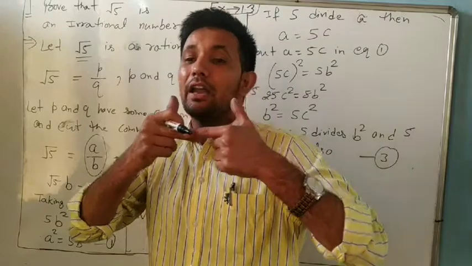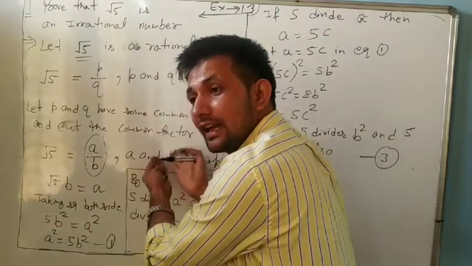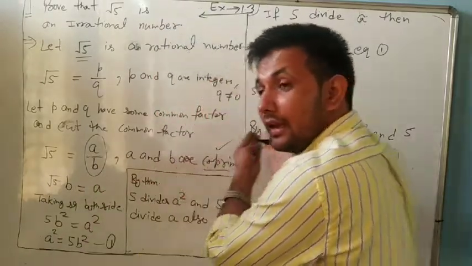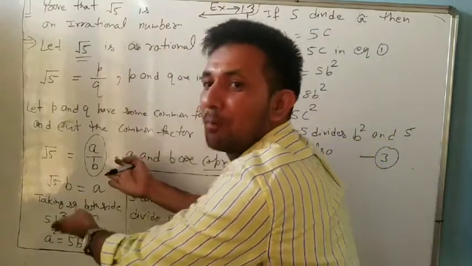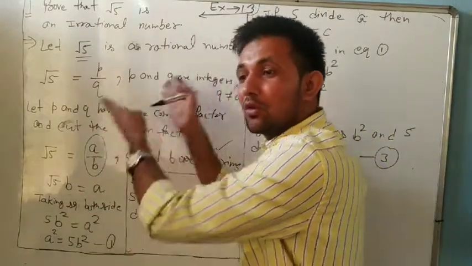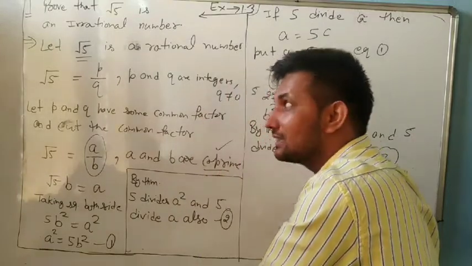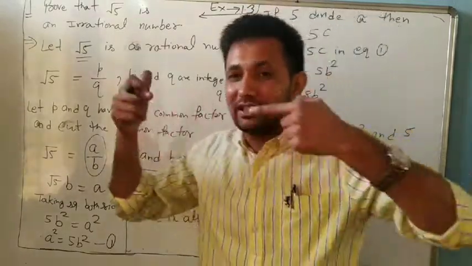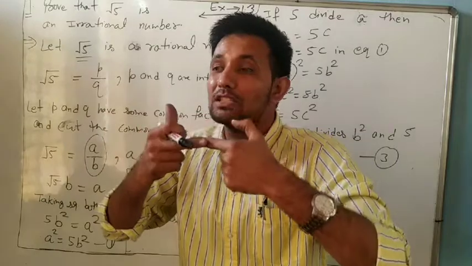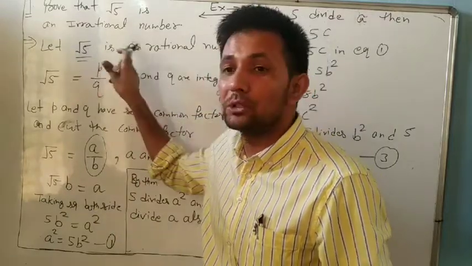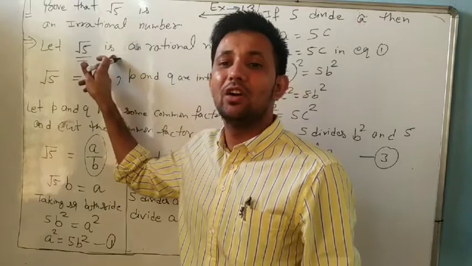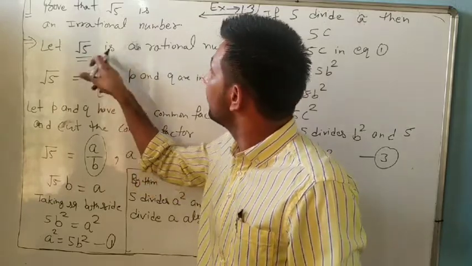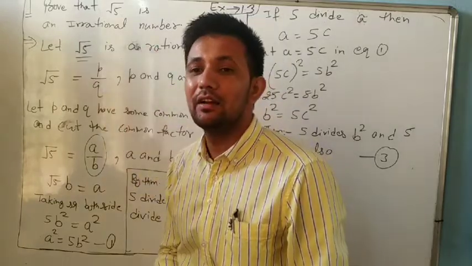Contradiction means, dear, in the starting we said they are co-prime, and in the last we already proved that they are not co-prime. They have some common factor. Whenever a contradiction arises, we say that whatever we supposed was wrong. So it means it is not rational, it is irrational.